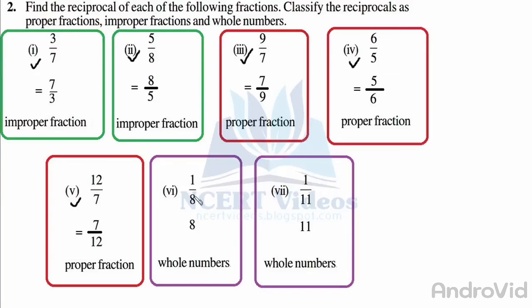Now 1 over 8. When you flip it, it becomes 8 over 1. And we need not write 1 in the denominator. So this is a whole number. Last part, again the same thing. When we flip it, it becomes 11, which is a whole number. So whole numbers are those which start from 0 and go to infinity in the positive direction. That was second.